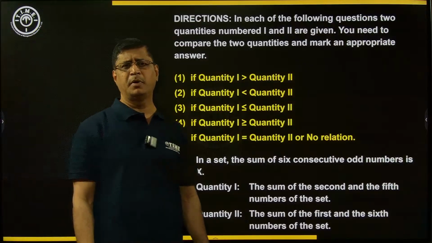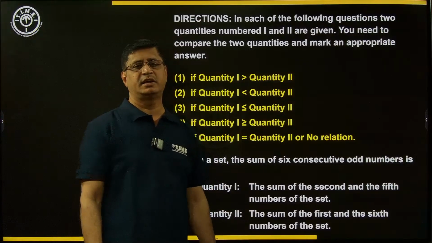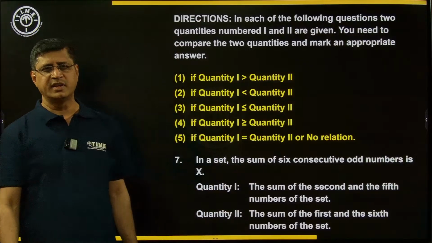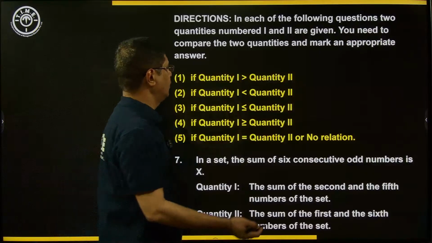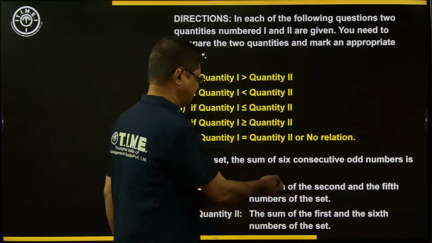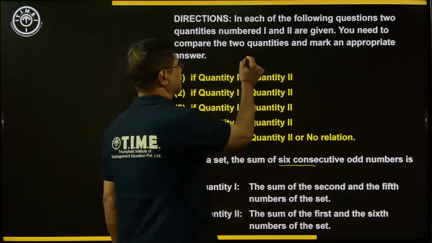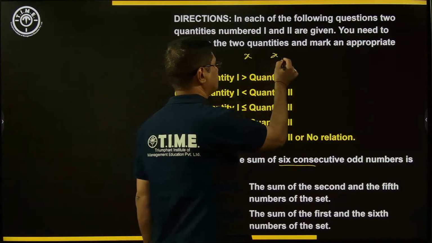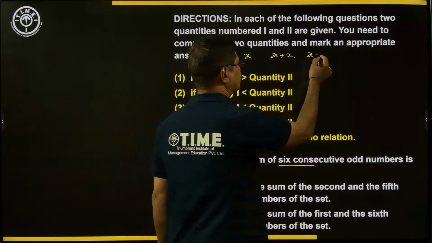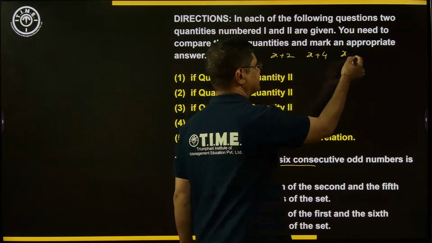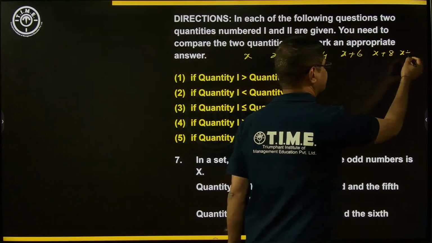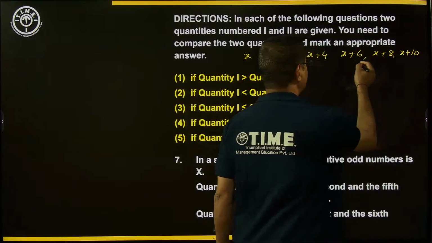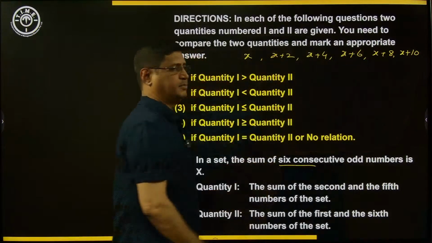Odd numbers. What do you mean by odd numbers? The numbers which are not exactly divisible by 2. Or you can say when divided by 2 leaves 1 as a remainder. Now, here I am taking the 6 odd number sequence. First number x, second number x plus 2, next x plus 4, x plus 6, x plus 8, and x plus 10. So these are the 6 odd numbers.